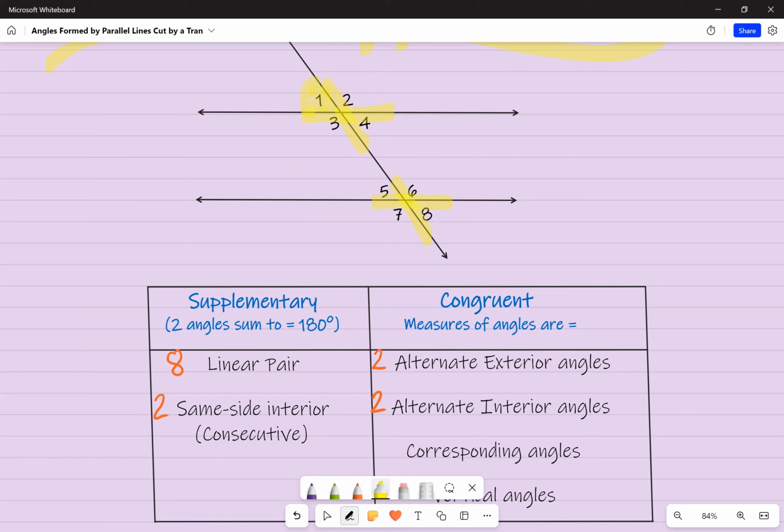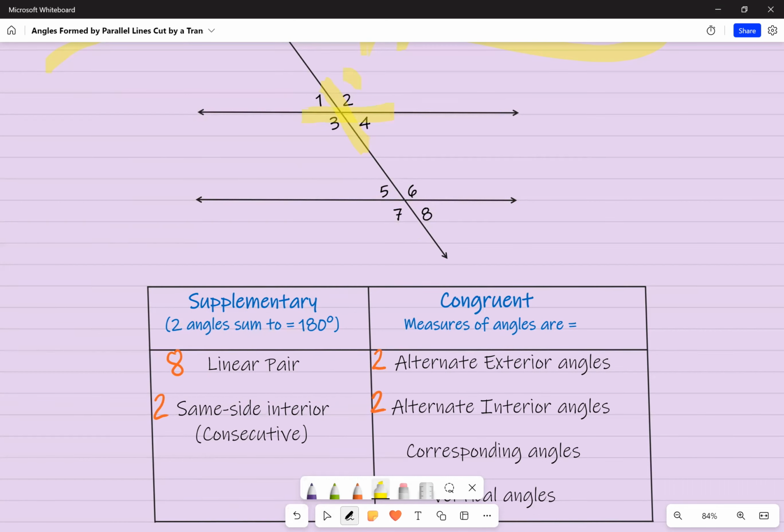If I were to pick that up, guess what? It's going to be on top with angle 5. So angle 1 and 5 will correspond. Angle 2 and 6 will correspond. Angle 3 and 7 will correspond. And finally, angle 4 and 8 will correspond. So in doing that, how many corresponding angles did you catch?